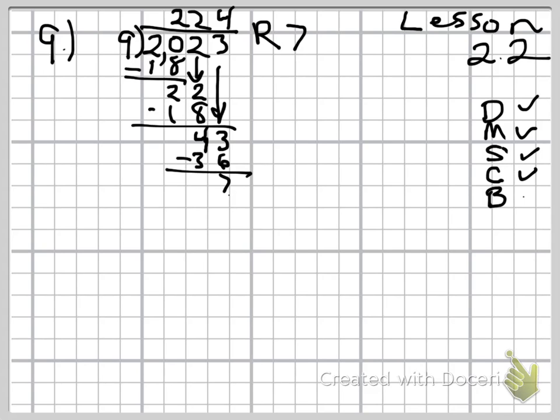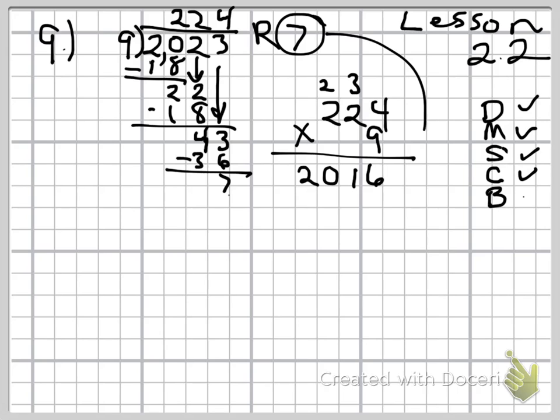Go ahead and check by multiplying and see if you got it right. Pause the video to do that. Alright, let's see if we got it right. 224 times 9. 4 times 9 is 36. Put the 3 out there. 9 times 2 is 18. Plus 3 is 21. 9 times 2 is 18. Plus 2 is 20. 2,016. Now I bring my remainder and add that. 7 plus 6 is 13. 2,023. And we're good.